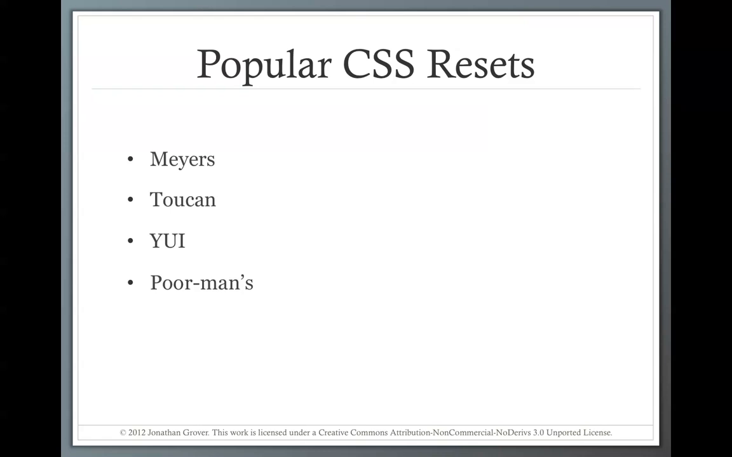These are some examples of some popular CSS resets. If you go to a search engine online and search for any of these titles, you'll be able to find the code that you can download and use for your CSS reset. Myers is a common reset, called Myers Reset. Another one that people use is called Toucan. There's also one called YUI. And there's another one I'm going to show you that some people call the Poor Man's Reset, which you can just quickly write out yourself to reset the styles in your browser.